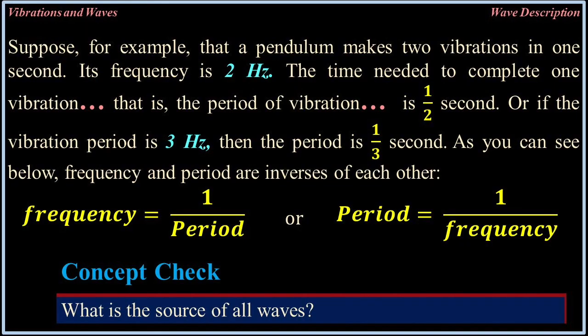Suppose, for example, that a pendulum makes 2 vibrations in 1 second. Its frequency is 2 hertz. The time needed to complete 1 vibration, that is, the period of vibration, is 1/2 second. Or, if the vibration frequency is 3 hertz, then the period is 1/3 second. As you can see below, frequency and period are inverses of each other. Frequency equals 1 over period, or period equals 1 over frequency. Concept check: What is the source of all waves?